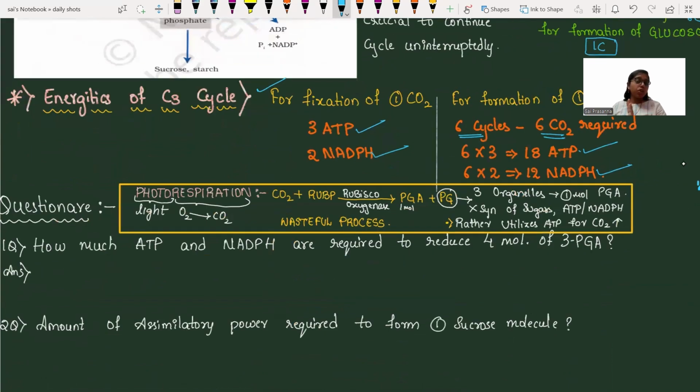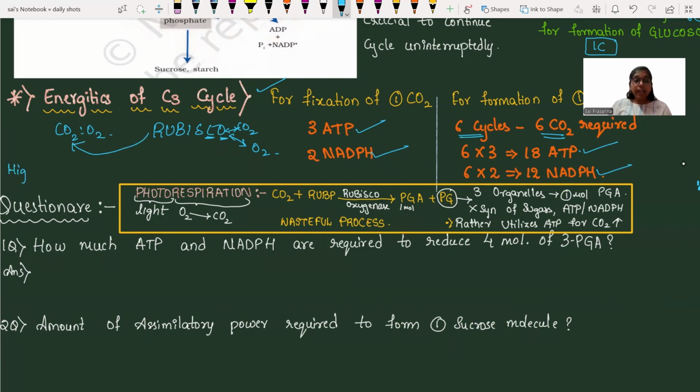There is one major drawback with the C3 cycle because of the enzyme Rubisco. What is the abbreviation or the full definition of Rubisco? Ribulose bisphosphate carboxylase oxygenase. It means that it has the potential to bind with carbon dioxide and it can also bind with oxygen, right? Whenever carbon dioxide and oxygen concentrations are equal, Rubisco has higher affinity for carbon dioxide. It binds with carbon dioxide.